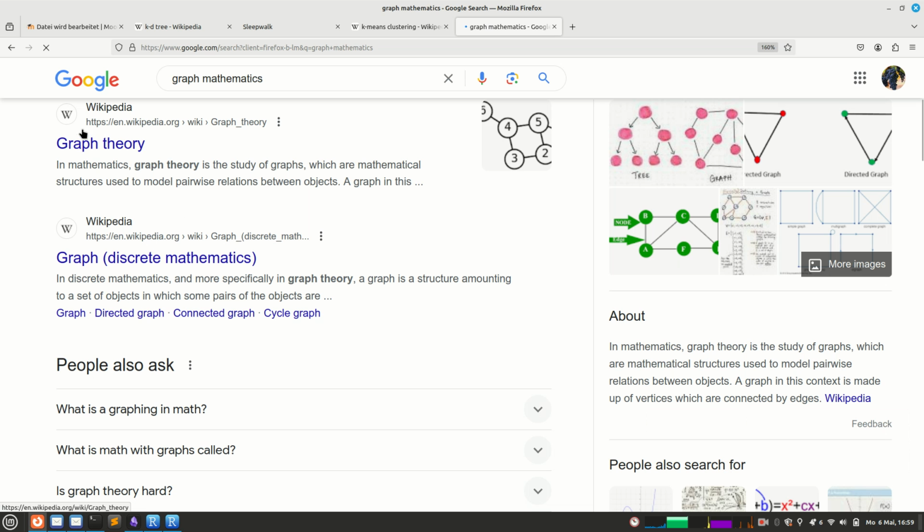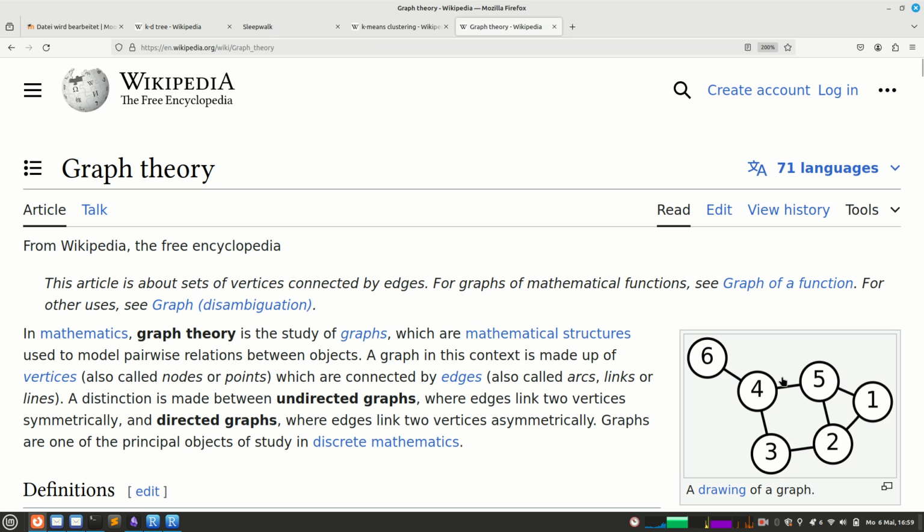So usually when people think about graph theory, they typically think about this. This is a graph with 6 vertices and 7 edges. And if you want to describe it, only the connections count. The fact where the vertices are on the screen doesn't matter.